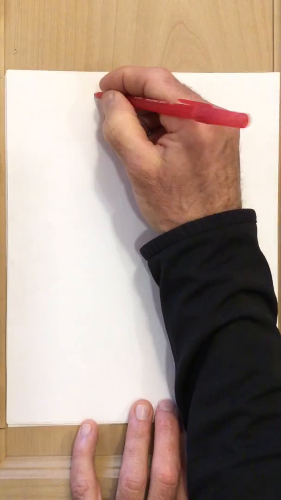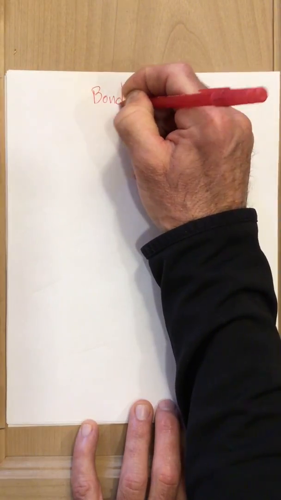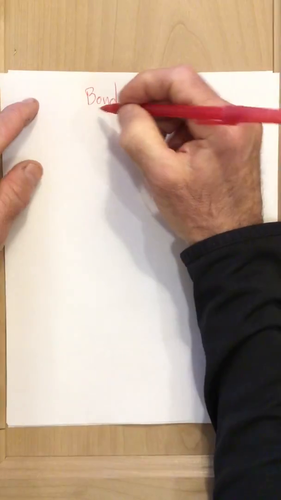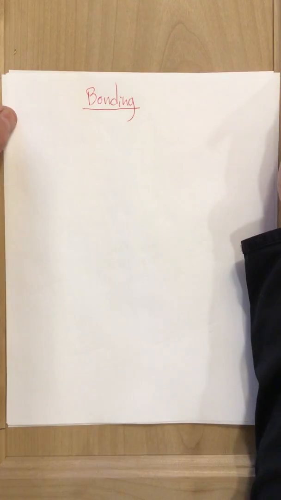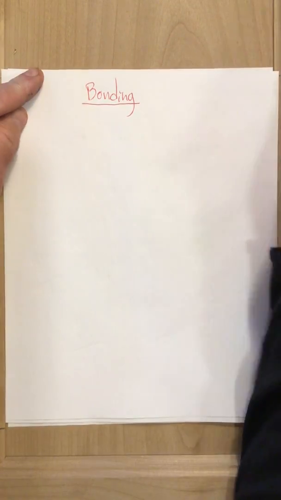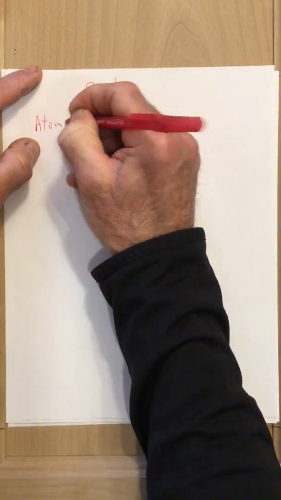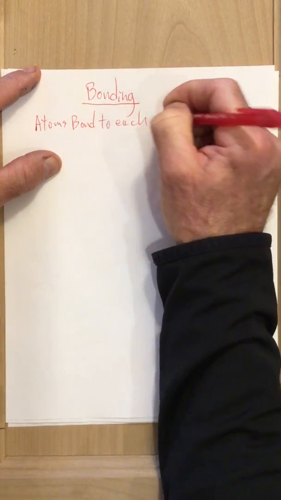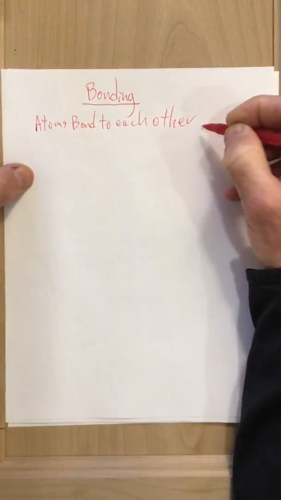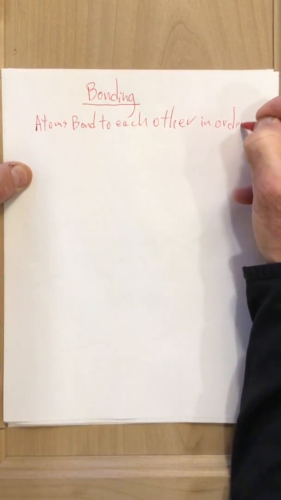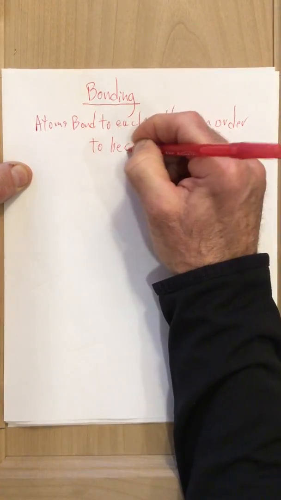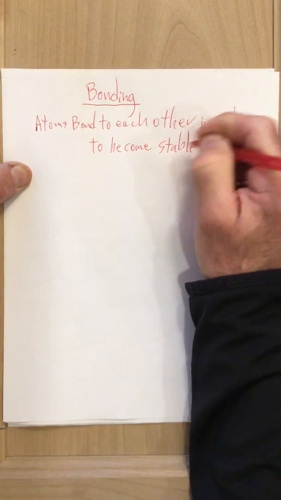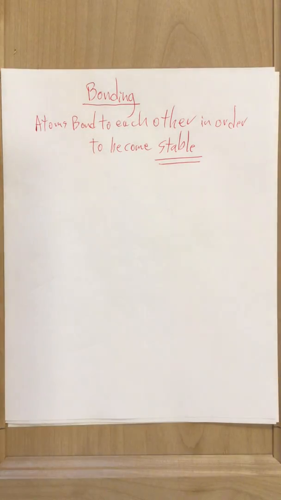All right. Now let's go specifically to bonding. Bonding is essentially a result of atoms being unstable. Atoms bond to each other in order to become stable. Stability is basically what chemistry is all about.